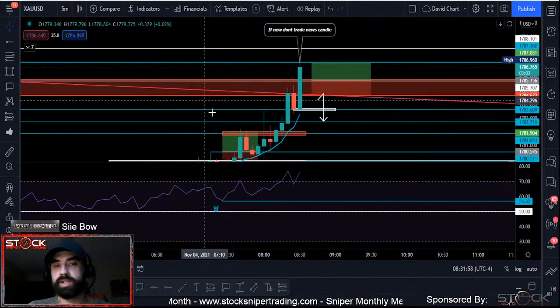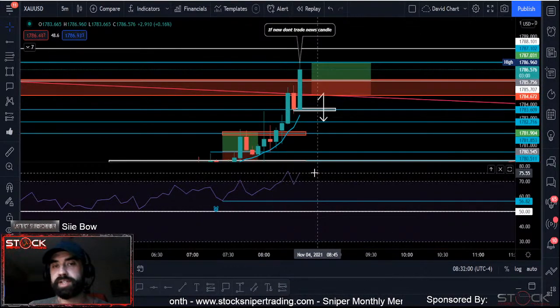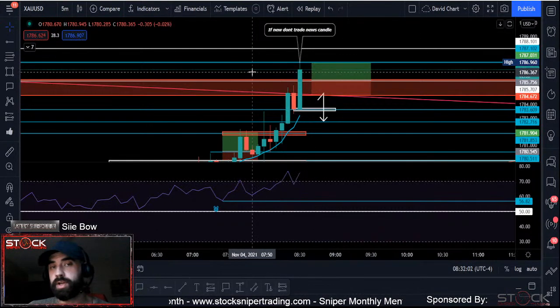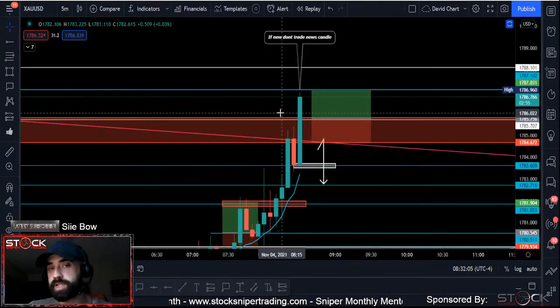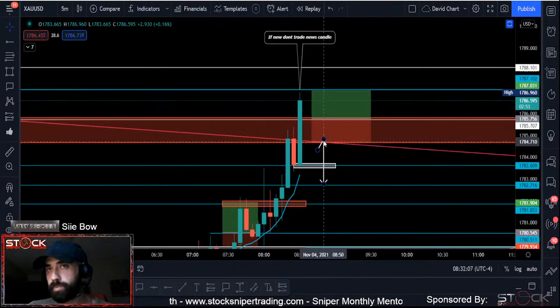Let's look at RSI, guys. Heavily overextended. I told you in terms of continuation, it's a risky R to R trade. Let's watch.